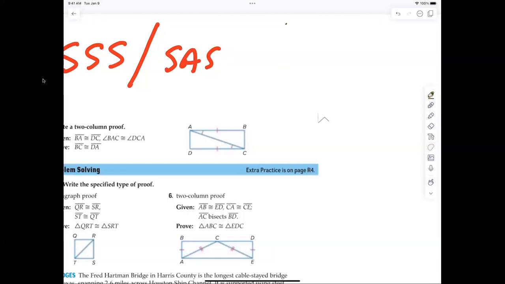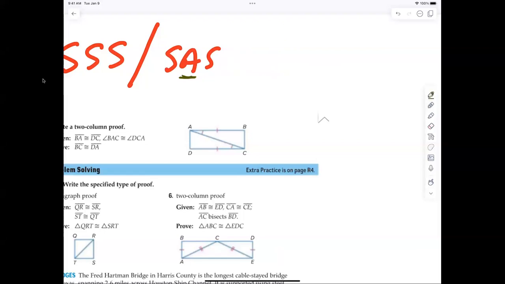I want you to think about a side, then an angle, then a side. All right. So the angle is between the what? The two sides. All right. The angle is between the two sides. That's what I need you to kind of remember when you're doing side angle side.